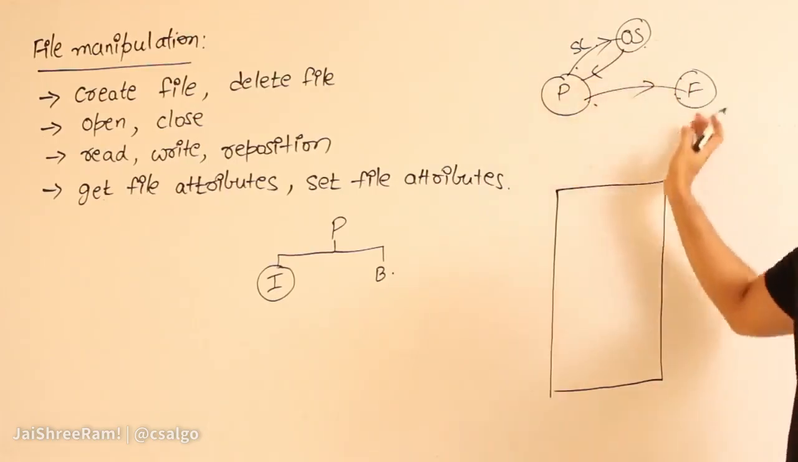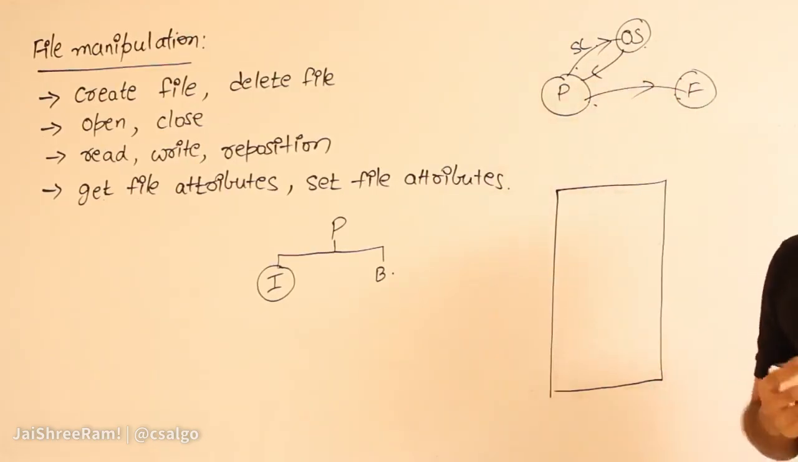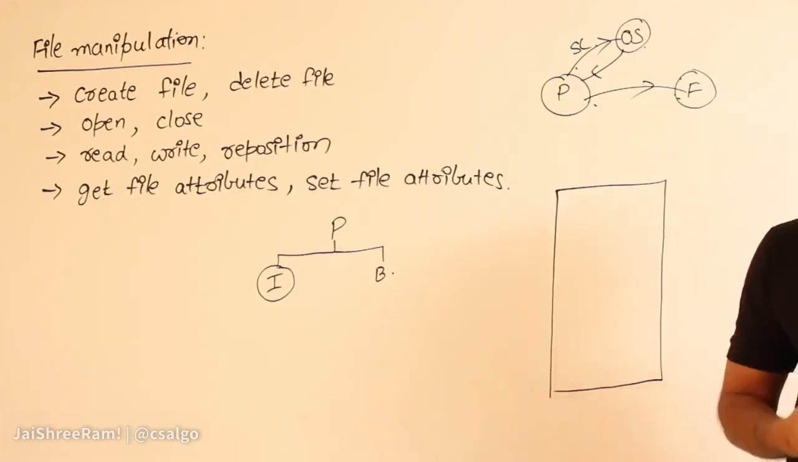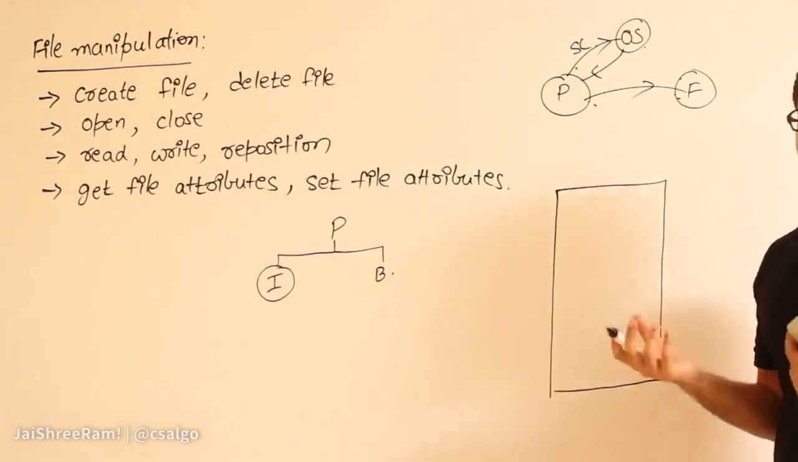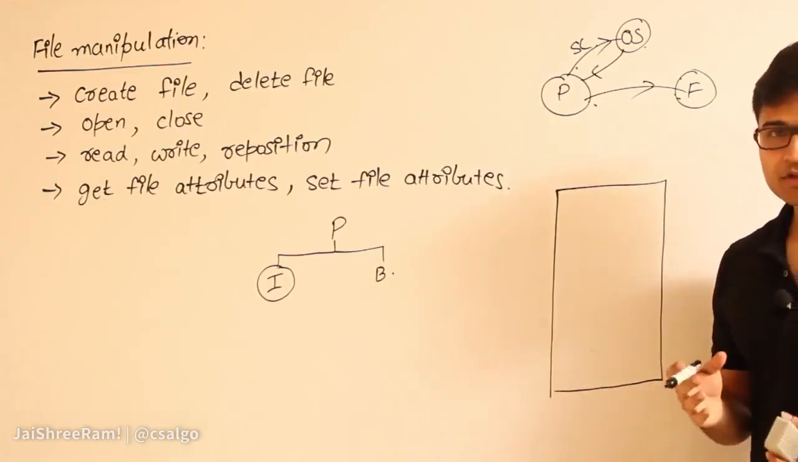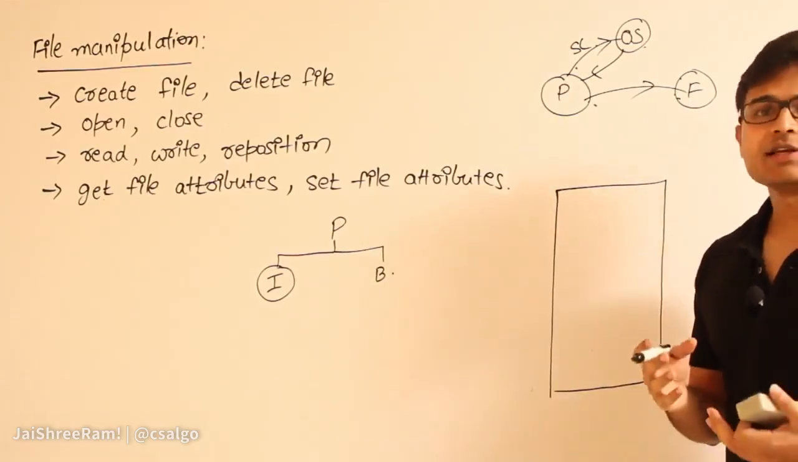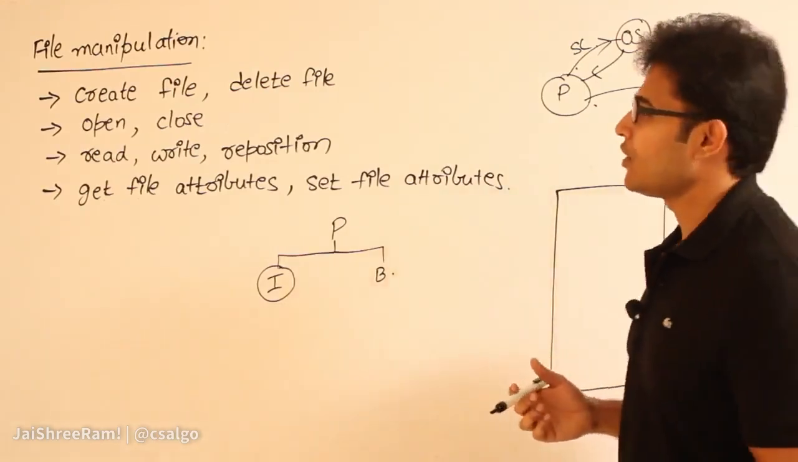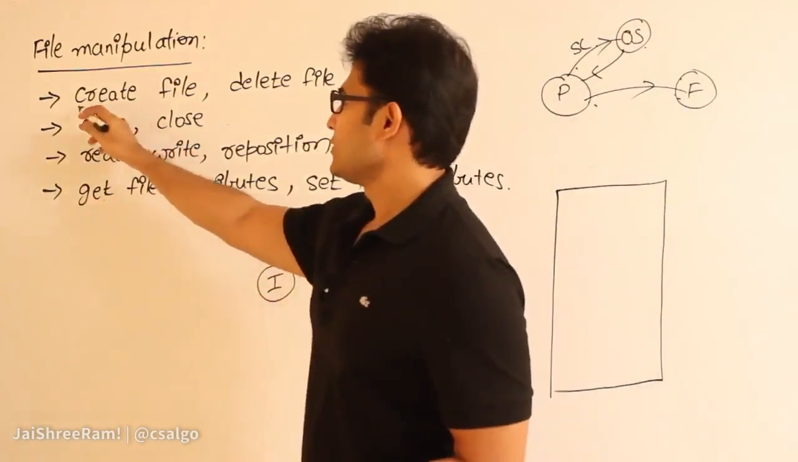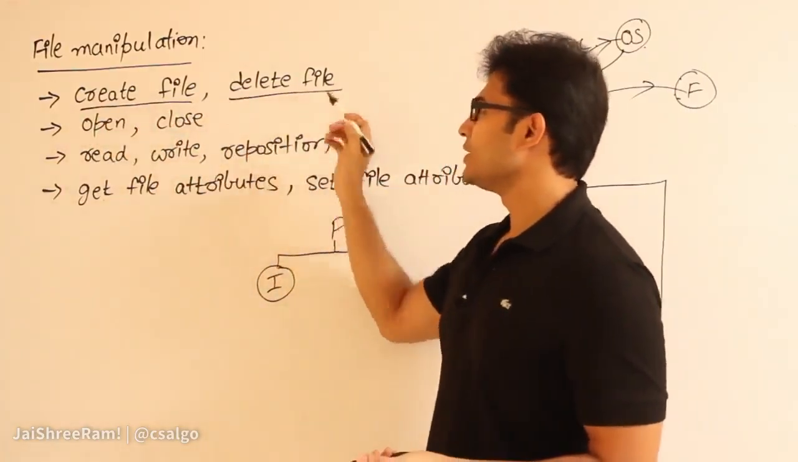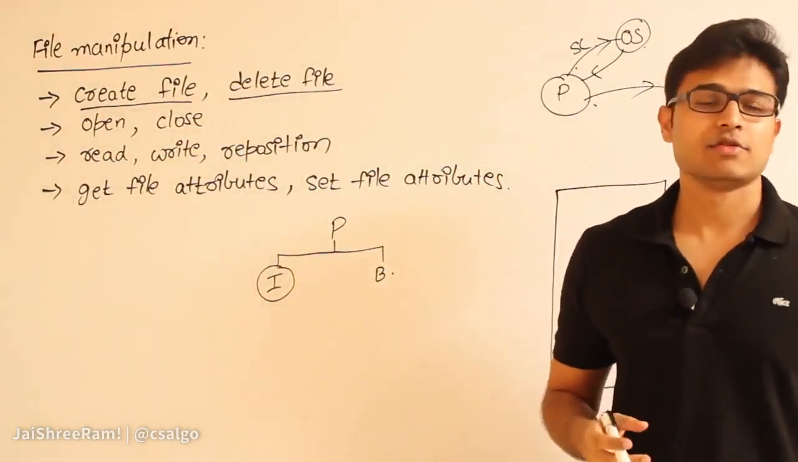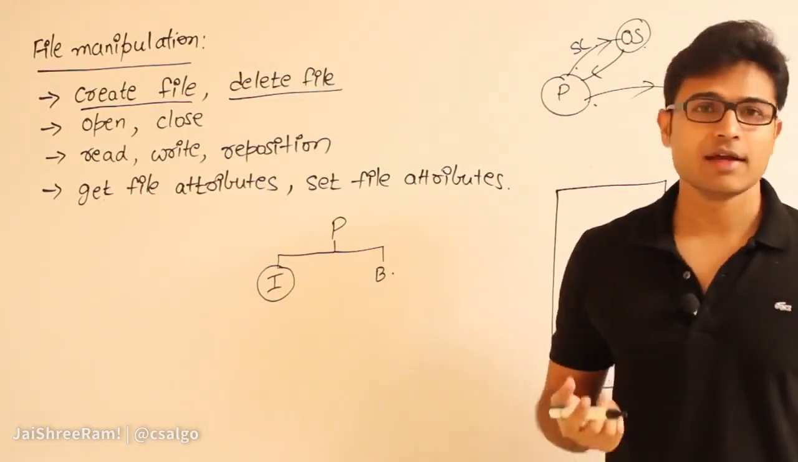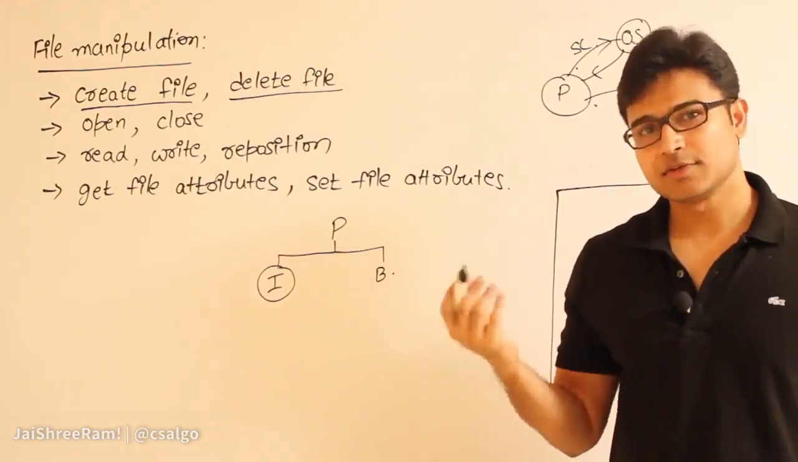There are different types of requests a process can make for a file. So every operating system in general is supposed to provide at least certain system calls to handle such functions. Now what are they? The basic ones are to create a file and delete a file. A process should be able to create a file and delete a file. How to create and delete a file depends on the specific implementation.